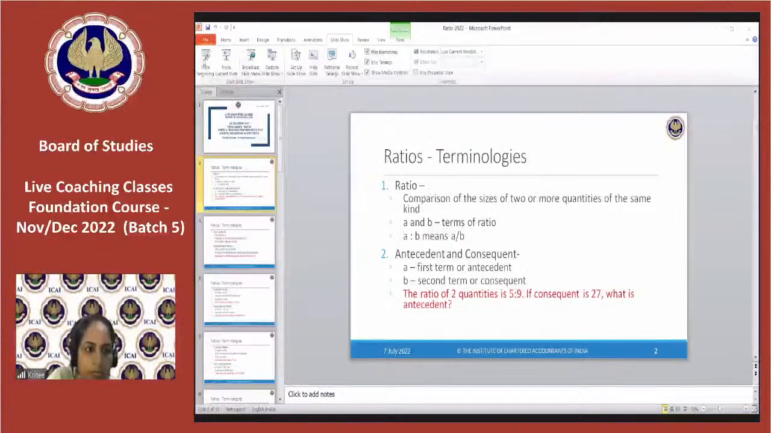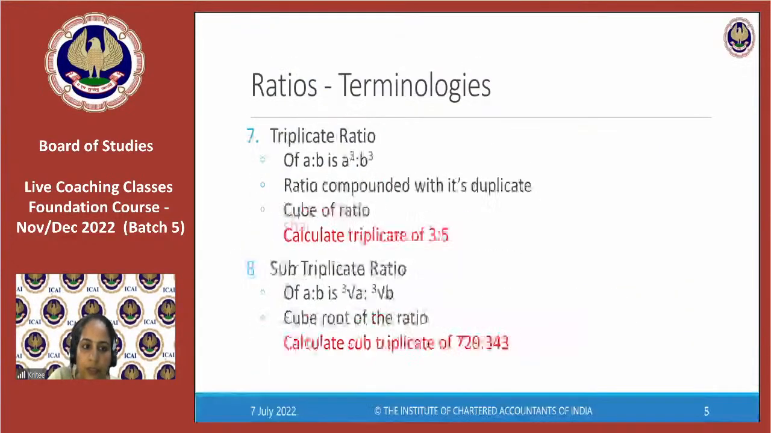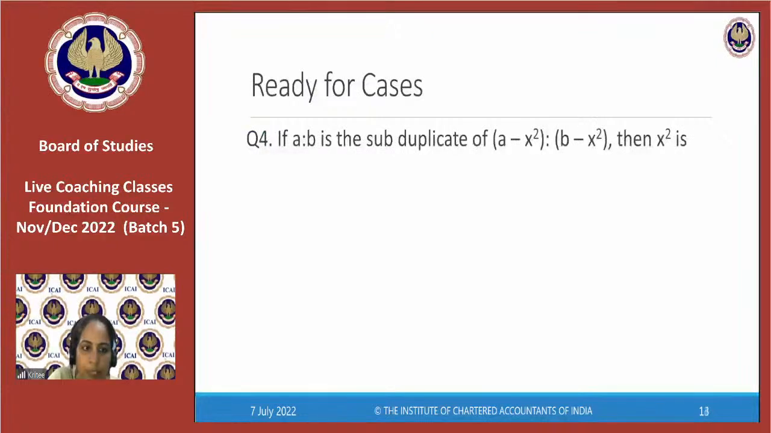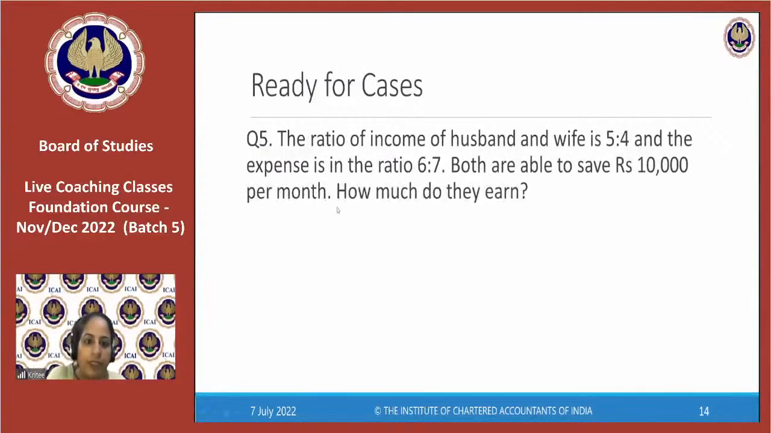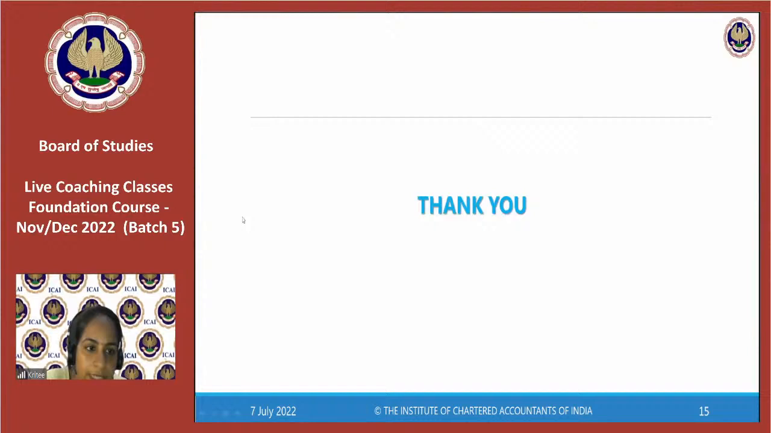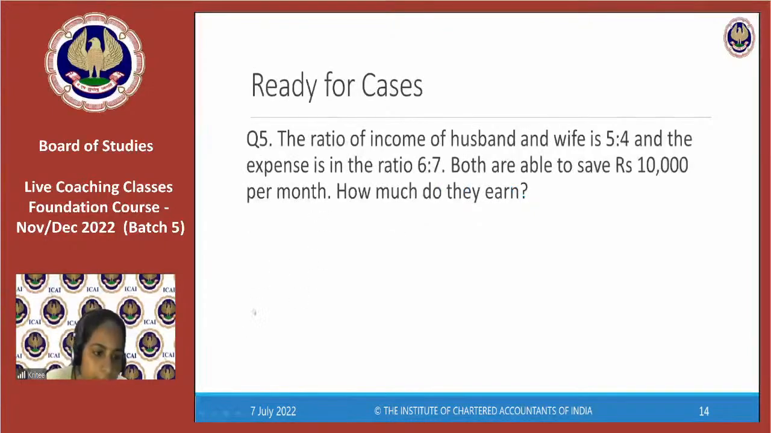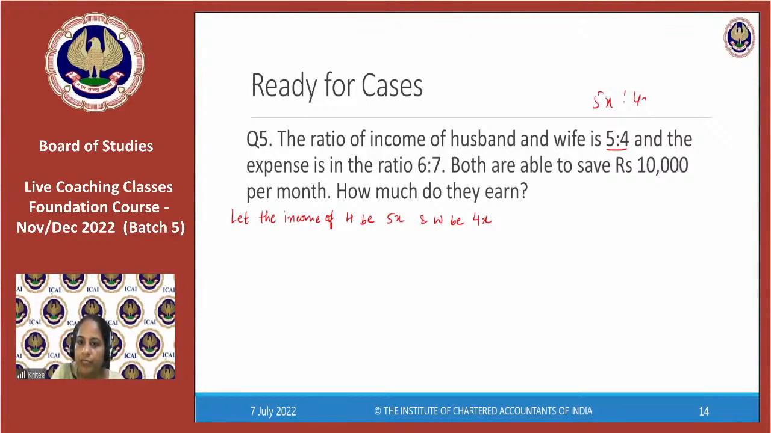Sorry, the slide got stopped. And yes, so I was saying the last question I'll repeat this part. See, this one says, let the income of husband be 5x and wife be 4x. Fine. We convert this into numbers 5x and 4x.